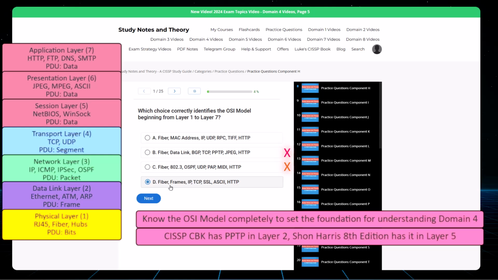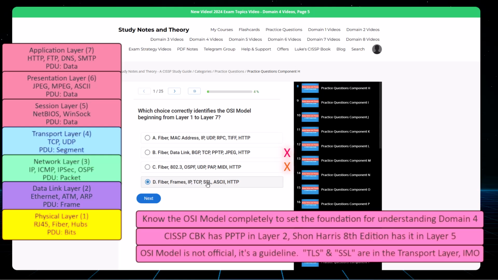Fiber optics, yep, layer 1. Frames is layer 2, yes, MAC address, frames. IP is definitely layer 3, networking layer. TCP is in the transport layer for sure. Is SSL in the session layer? That's like the age-old CISSP question. What layer does Secure Sockets Layer or Transport Layer Security fall into? What layer is SSL or TLS? What layer do they fall into? A lot of people say session layer. A lot of people say transport layer. Secure Sockets Layer, maybe that's right. Maybe it's in the session layer for this question.